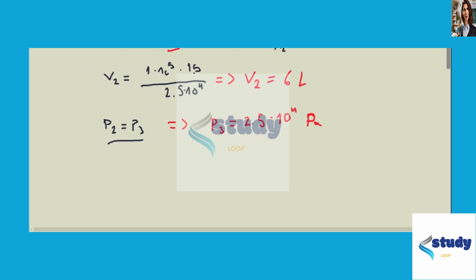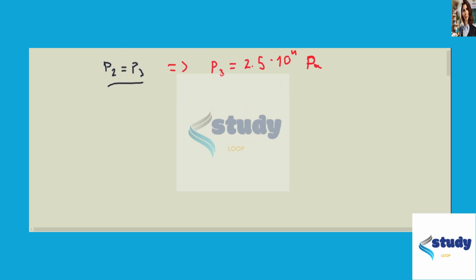So the last thing we need to evaluate for part B is the temperature, T3. And since we know that the process from state 2 to state 3 is going under a constant pressure, we can then use this formula. Since pressure is constant, the volumes and the temperatures are in this relationship.